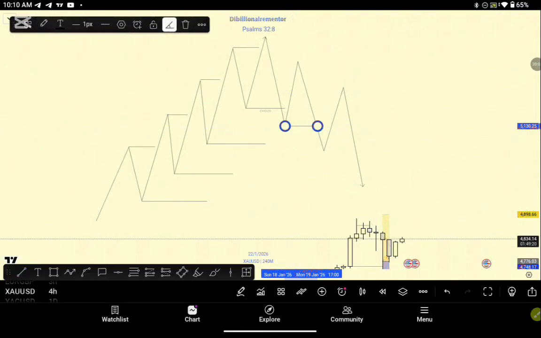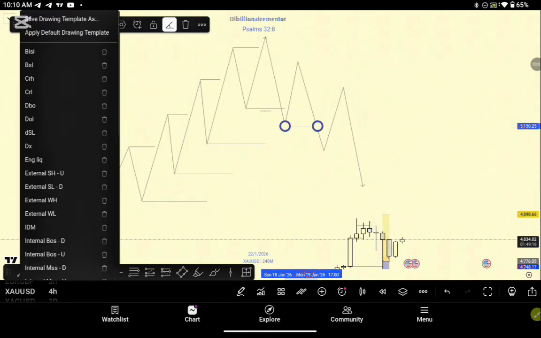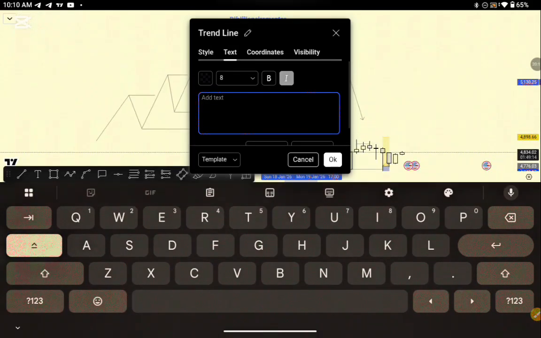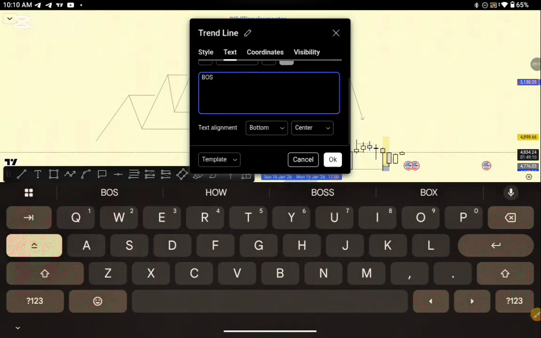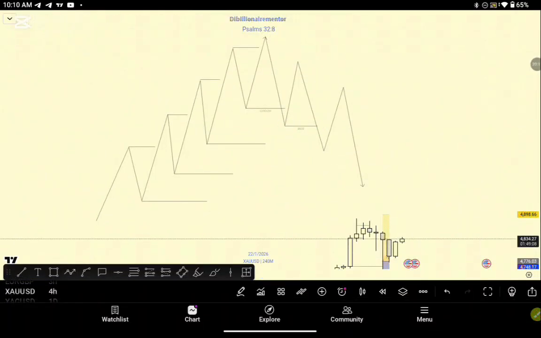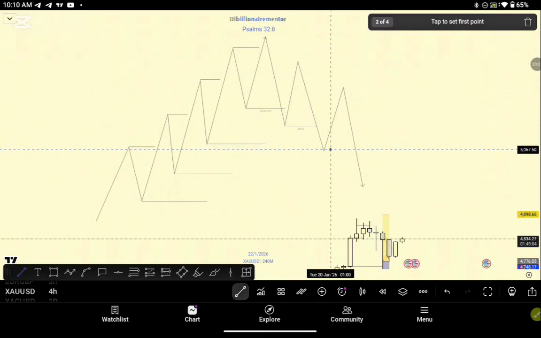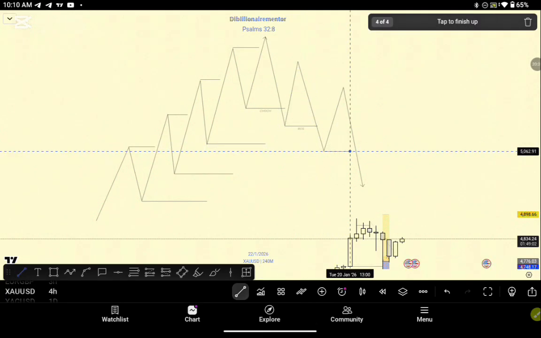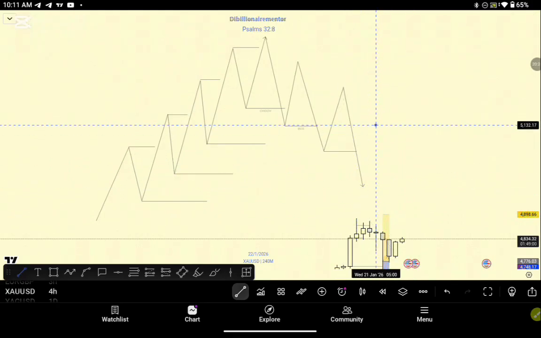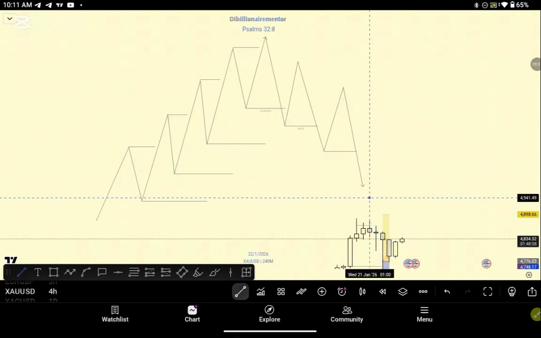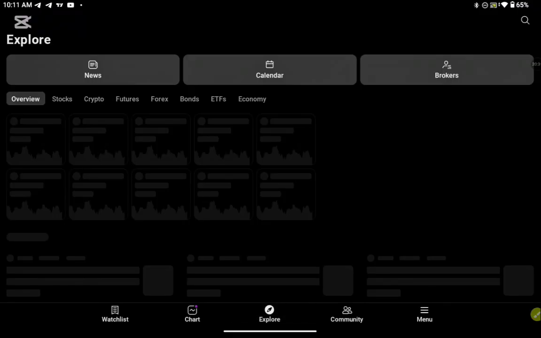Do you understand? This next break will now be called what? Break of structure, not change of character. Break of structure, BOS. Then the preceding ones will also be called break of structure, like that, until we see a change.